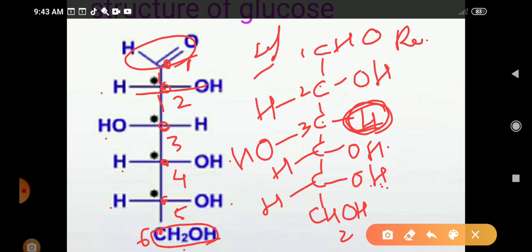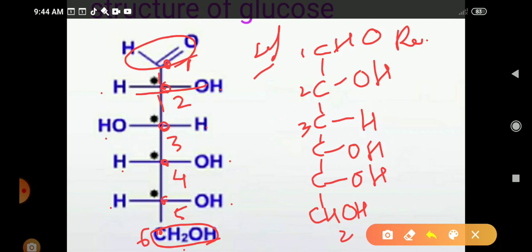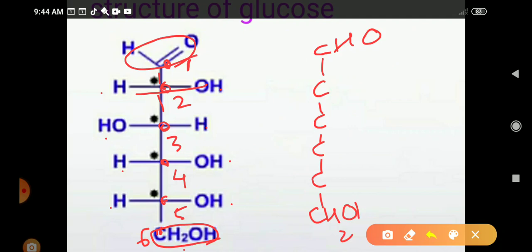So in this way we can easily remember the structure and easily draw the structure of glucose if you learn it in this way. So once again I will tell you how to write the structure of glucose. It's very important because only after learning this can we easily learn the next structures.